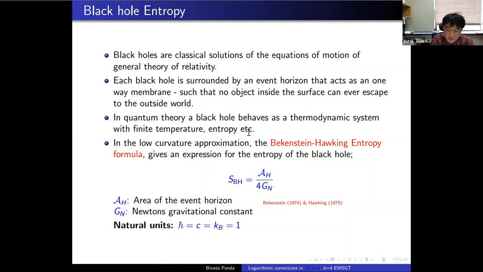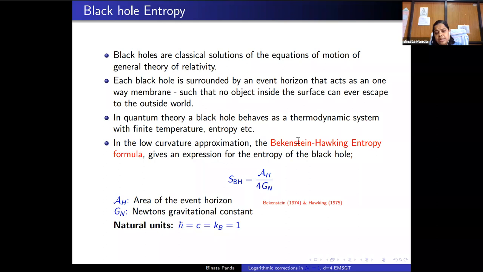So each black hole is surrounded by an event horizon that acts as a one-way membrane, and no object inside the surface can ever escape to the outside world. So in a classical theory, the black hole is a completely black body, acts as an infinite sink. However, if you treat black holes in quantum theory, this behaves as a thermodynamic system. It will have finite temperature and entropy, so the scenario completely changes.